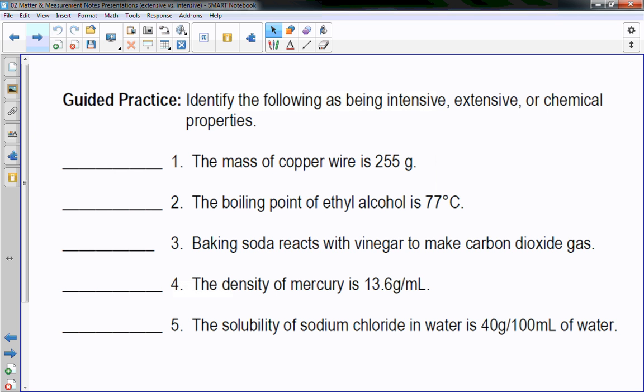Some guided practice. Identify the following as intensive or extensive or chemical properties, right? A mass of copper is 255 grams. Is mass how much? So it's extensive. How much? Extensive. I'm going to leave you guys to do the next 4. We're going to check those in class, okay?